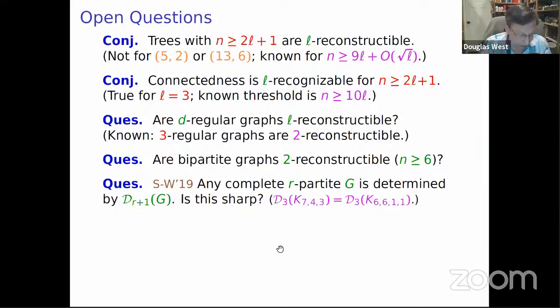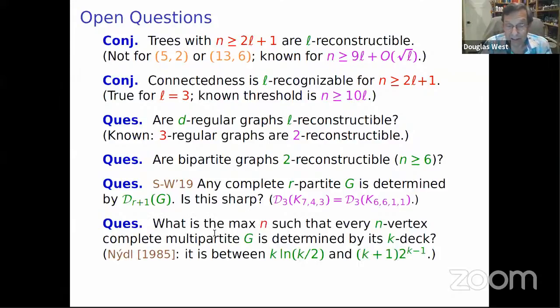Can you generalize this construction to larger R? That might be one of the easier questions. Needle has this question: what is the maximum number of vertices such that every n-vertex complete multipartite graph is determined by its K deck? This value of n is somewhere between K log K and K times 2 to the K. So there's a huge gap here. That was all Needle showed about it.